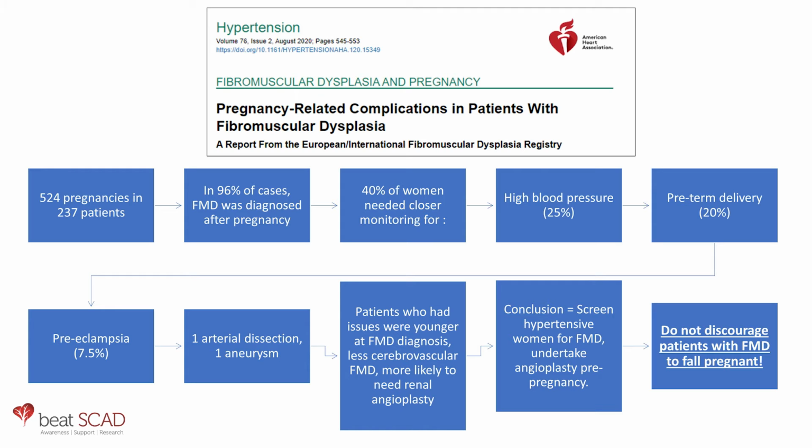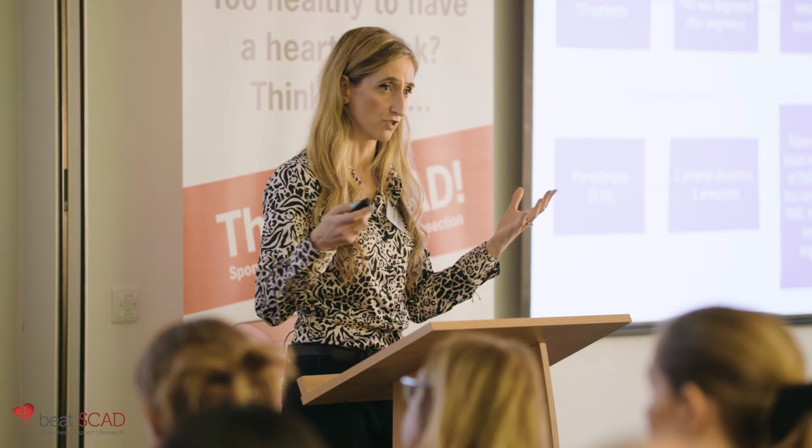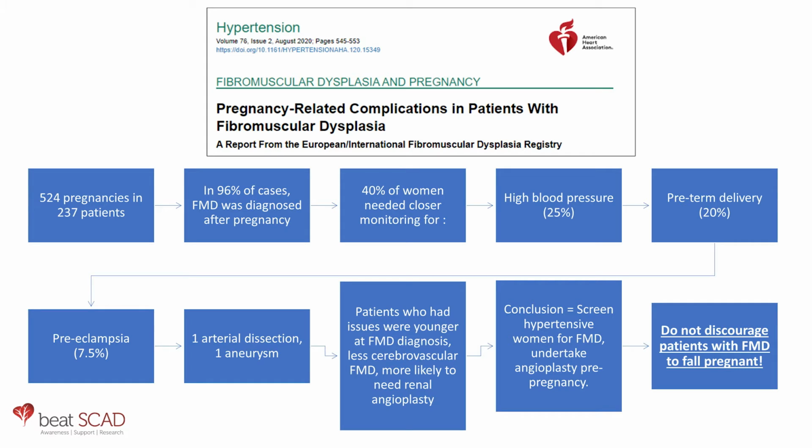So they looked at 524 pregnancies in 237 patients. And what was interesting is that 96% of patients only had FMD diagnosed after pregnancy. So they didn't know that FMD at the time of pregnancy. And when they looked back, there were higher rates of having high blood pressure, but luckily there weren't significant pregnancy complications noted. So whilst there was a 7.5% preeclampsia, this was not particularly different to the general population. Preterm delivery only ever so slightly higher than the general population.